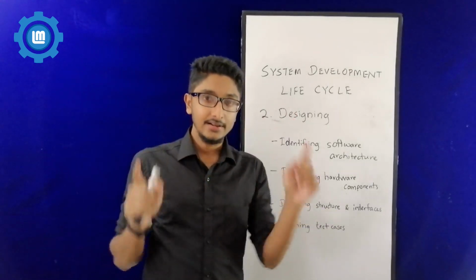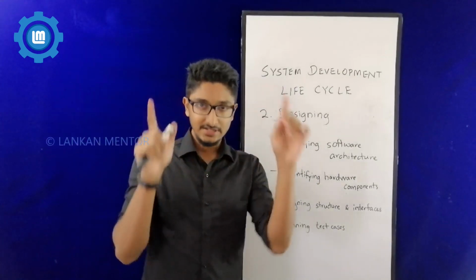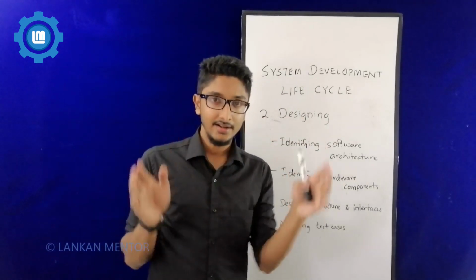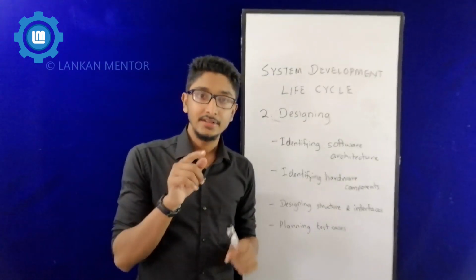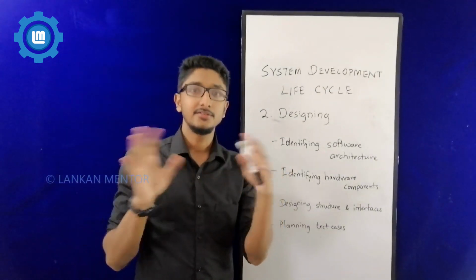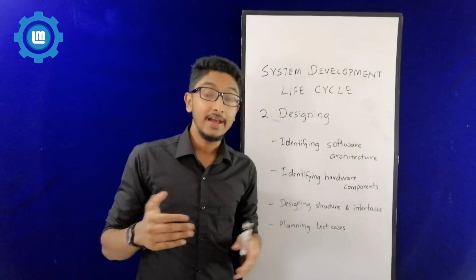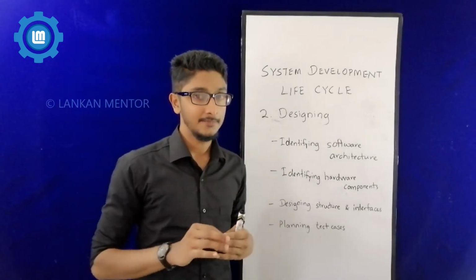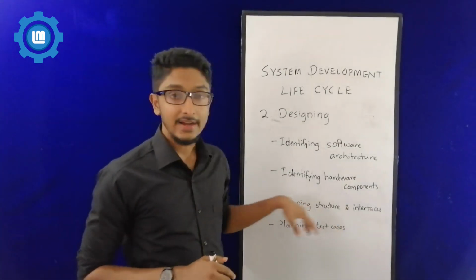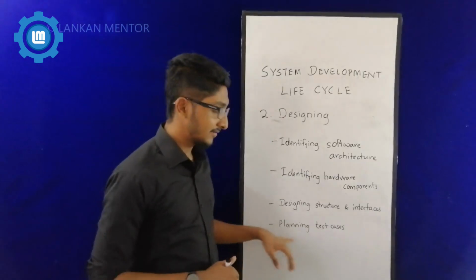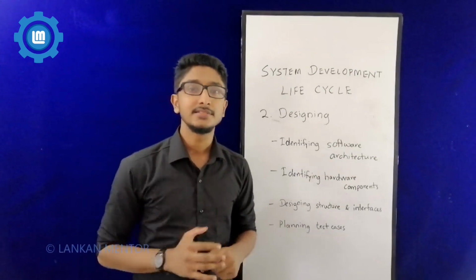The interface is the part that a user interacts with in the software, which means whatever you see on the screen is called the interface. The buttons, colors, graphics, those things. So they should be attractive. The software should be attractive and easy to use. That is very important. So that designing is done. And finally, we have to plan the test cases. Planning of test cases.